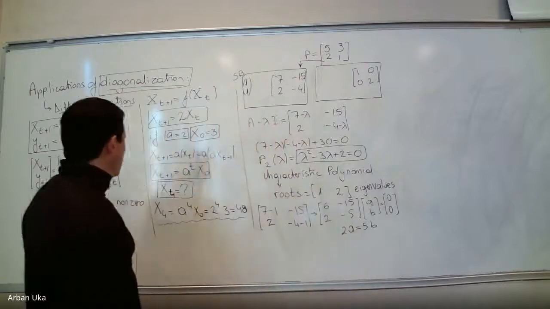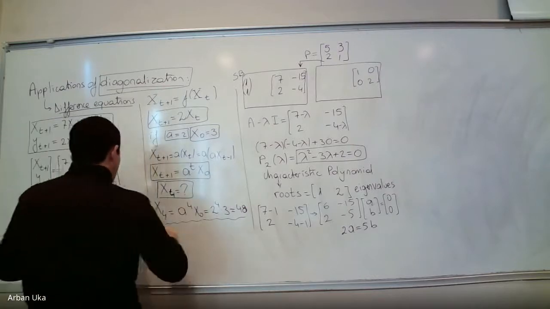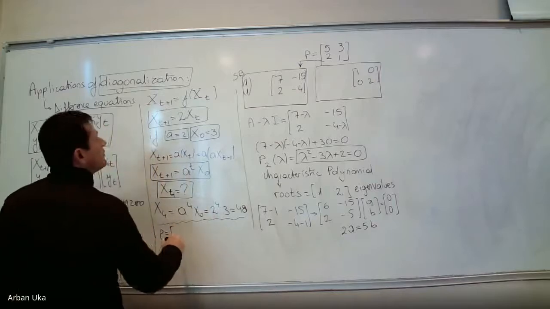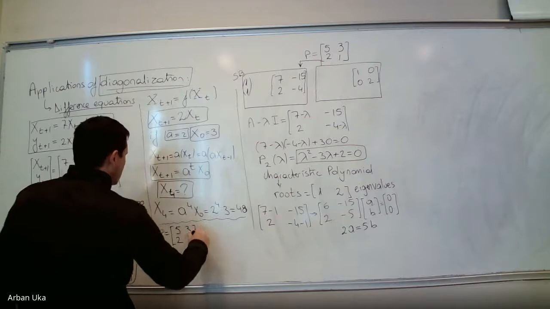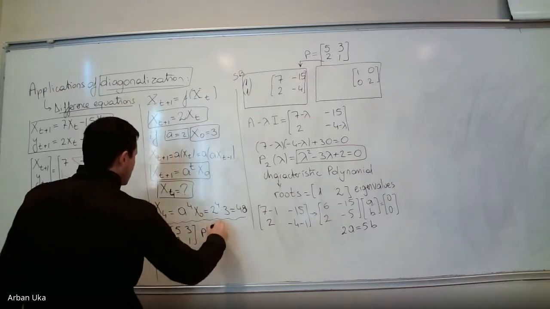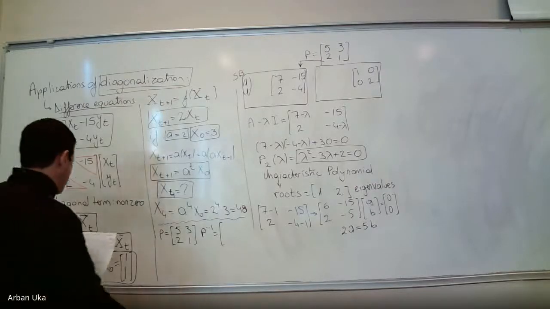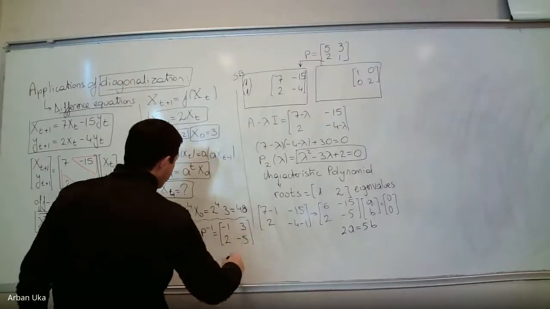So now we have all the necessary information written on the board, because these three matrices are essential. P is equal to 5, 2, 3, 1. P inverse is minus 1, 3, 2, minus 5. Let me say minus 1, 3, 2 and minus 5, okay.